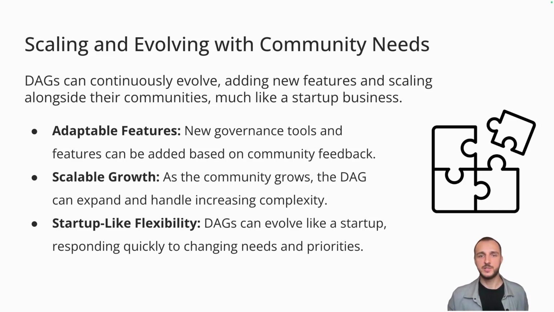Additionally, as the community expands and governance becomes more complex, the DAG scales naturally to manage more participants and sophisticated decision-making processes. Just as startups start small and scale up as they grow, a DAG can begin with a basic structure and develop over time, handling larger communities and more intricate governance challenges as they arise. This startup-like flexibility makes DAGs incredibly dynamic. They are capable of growing, adapting, and improving continuously, ensuring that governance is always aligned with the priorities and goals of the people. This is the kind of responsive, scalable governance system that can thrive in a digital age.